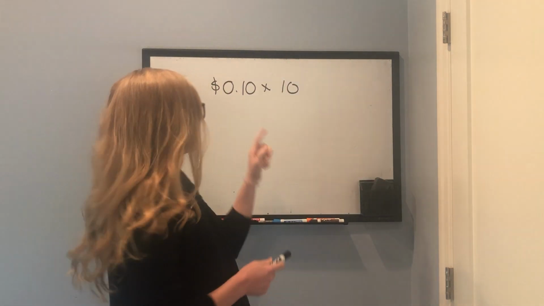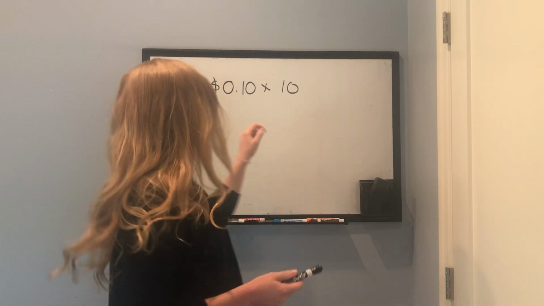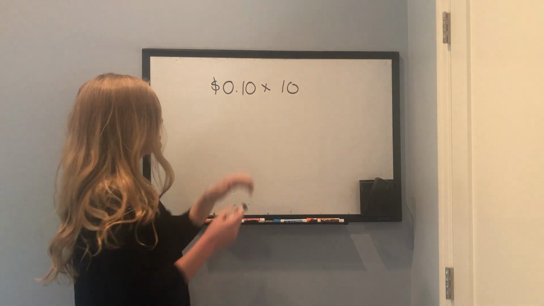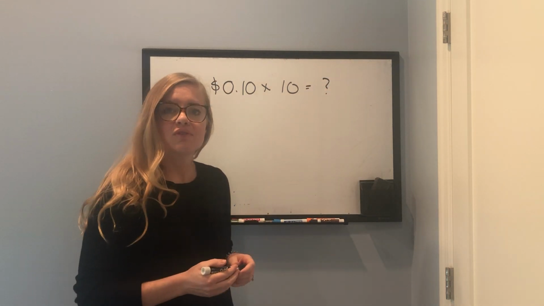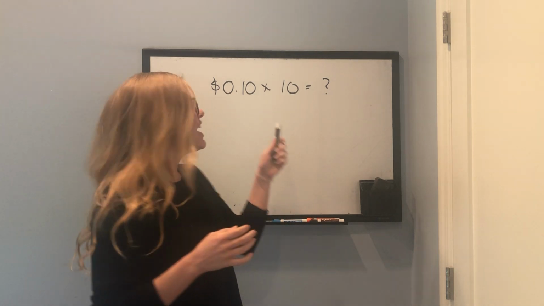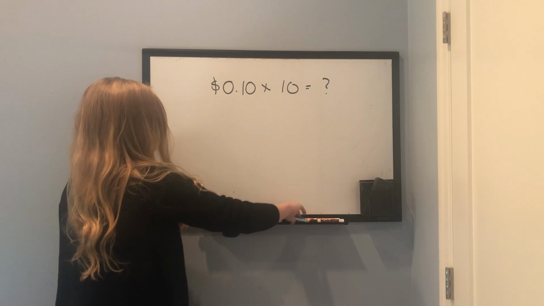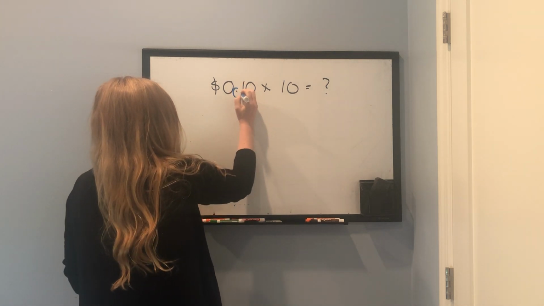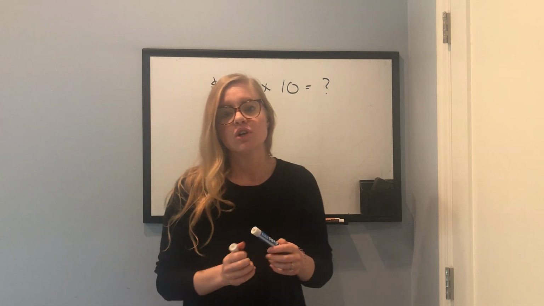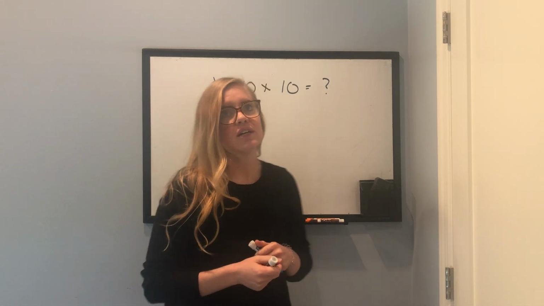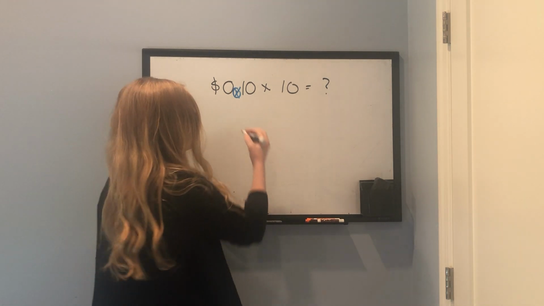We're gonna start off with some simple multiplication problems like this one. This one says 10 cents times 10 equals question mark. So we're gonna try to find out what 10 cents times 10 is. And here's how we're going to do it. We're just going to ignore the decimal point for now. We're going to ignore the decimal point, okay? And we're just going to do 10 times 10. 10 times 10, we all know, is 100.